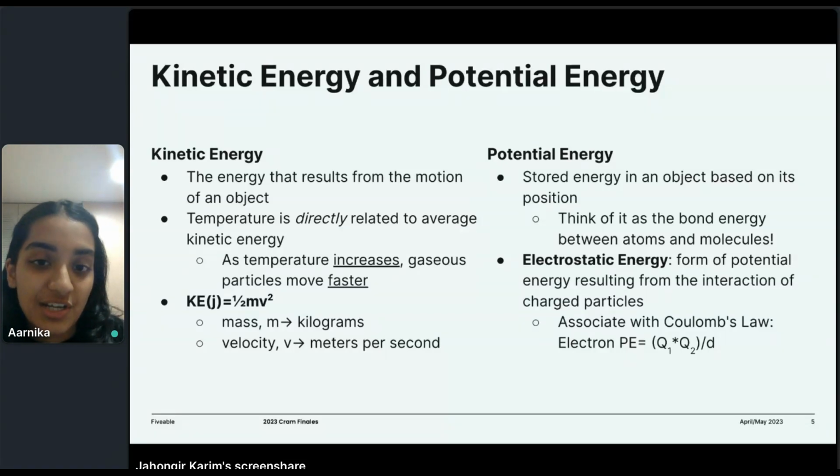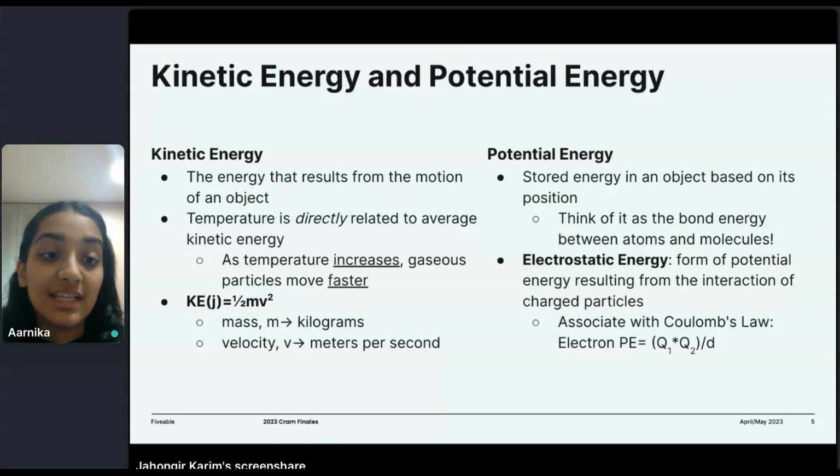As opposed to potential energy, which is basically the stored energy in an object based on its position. So basically think of it as the bond energy between atoms and molecules in chemistry. Potential energy, there's a form called electrostatic energy, and this is basically the result of the interaction between charged particles. An example of electrostatic energy for chemistry is Coulomb's law, which we did talk about yesterday, and this is basically, to go over it again, electron potential energy is equal to Q1 times Q2, which are the charges, divided by d.